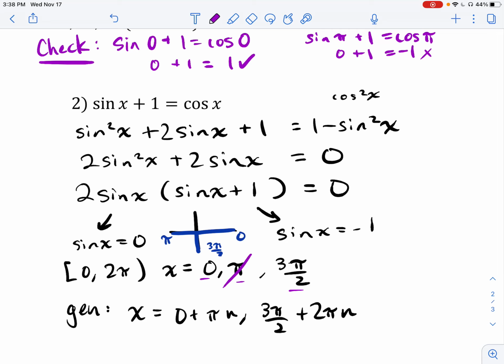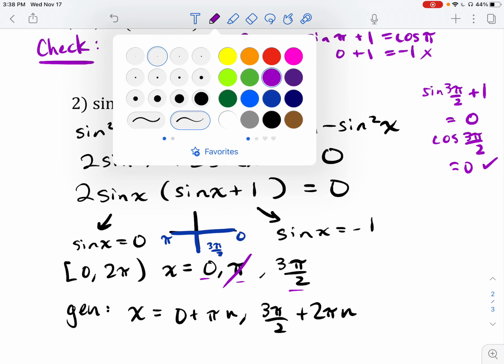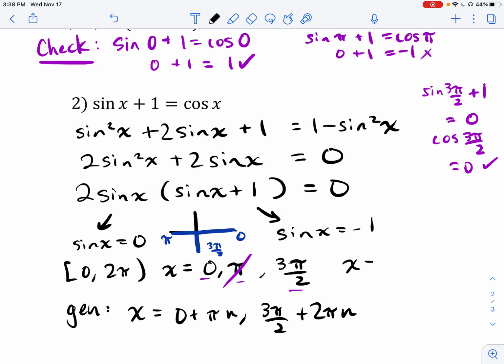And then finally, let's just do the check over here on the side. I can say sine of 3 pi over 2 plus 1, well, that's equal to 0. Cosine of 3 pi over 2, that would also be equal to 0. So this does work. So my angles that do work from 0 to 2 pi are 0 and 3 pi over 2. So these do work.